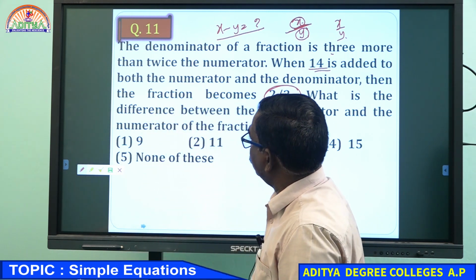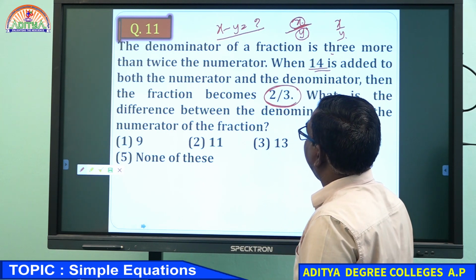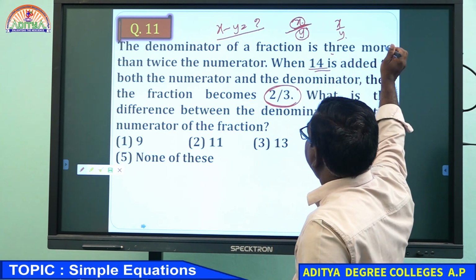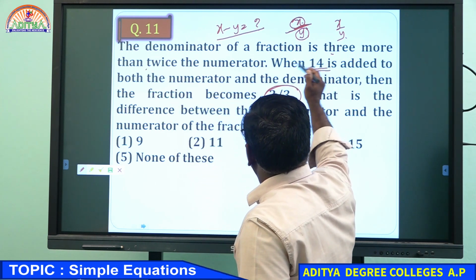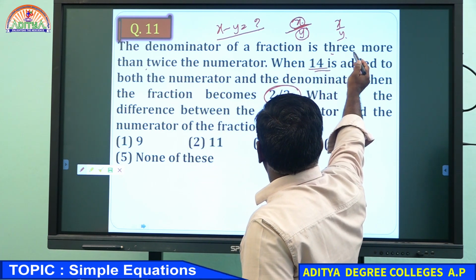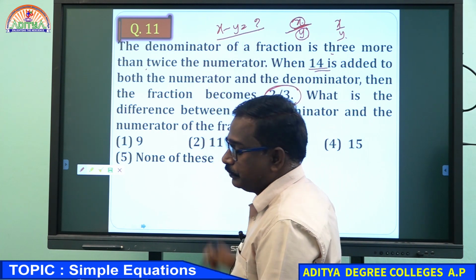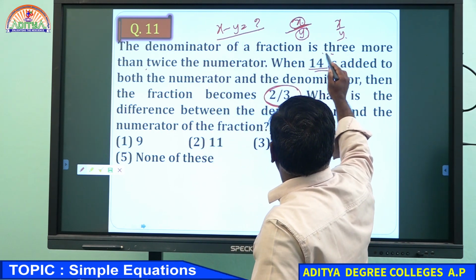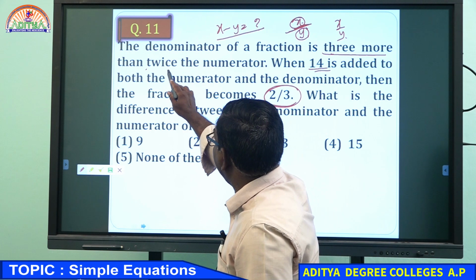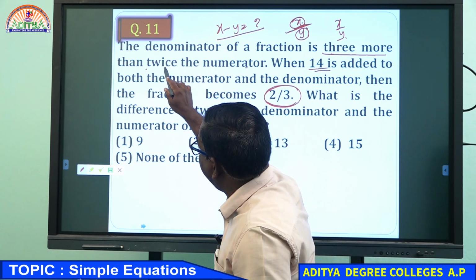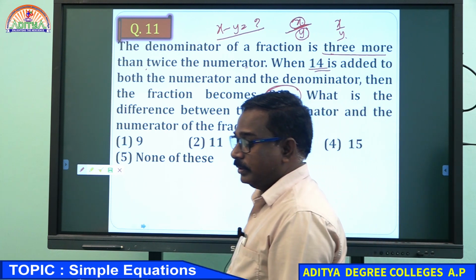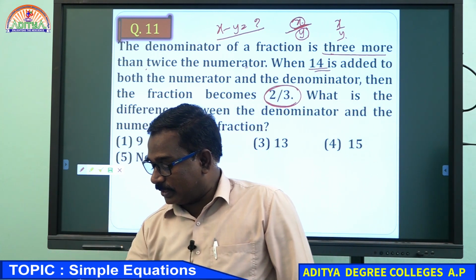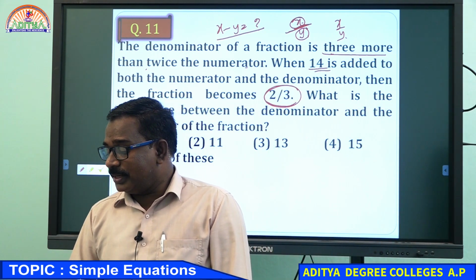Read the question carefully. Denominator of a fraction is 3 more than twice the numerator. There is one condition, and another condition is also there. 3 more than twice the numerator. There you need to think carefully. If you get that correctly, the answer will be right.